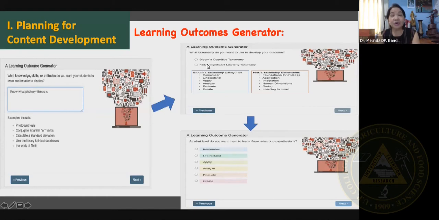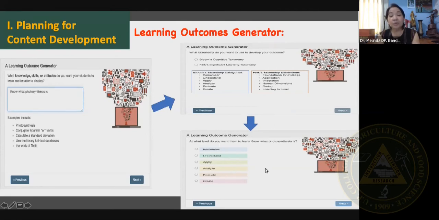Ang nakalagay pa dito, which learning taxonomy would you like to use? Siyempre, I'm more familiar with Bloom's cognitive taxonomy. So I put there Bloom's. So andyan yung mga example actually. So nakalagay, remember, understand, apply, evaluate, create. So using Bloom's taxonomy, ano ba yung gusto kong learning outcome? So I click Bloom's taxonomy, and then it brought me here when I click next.